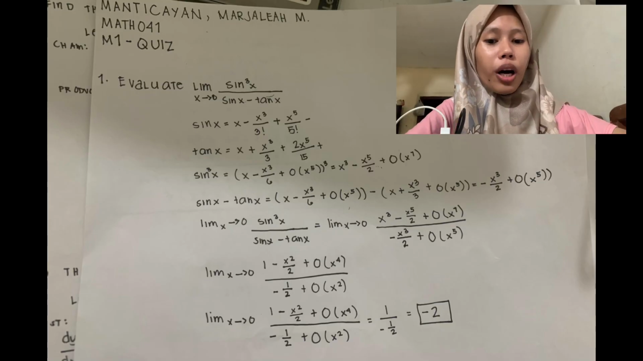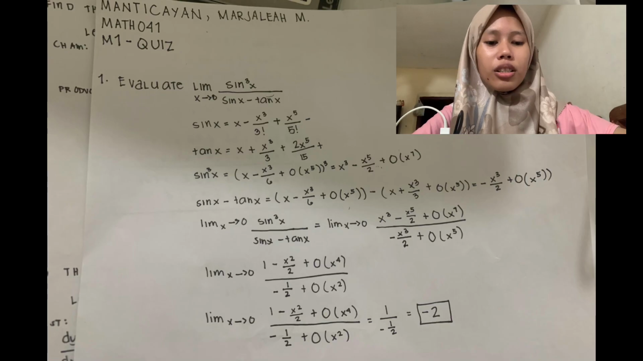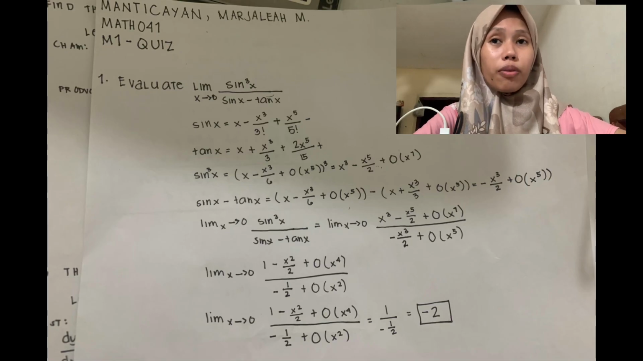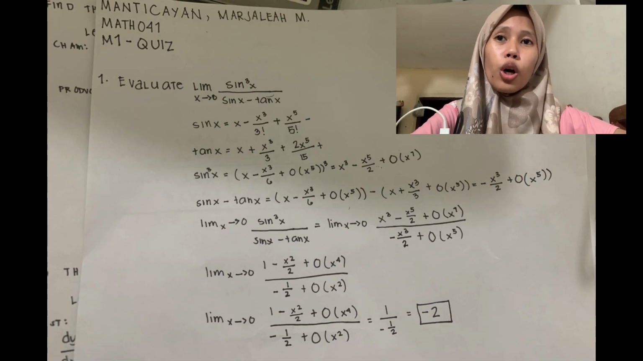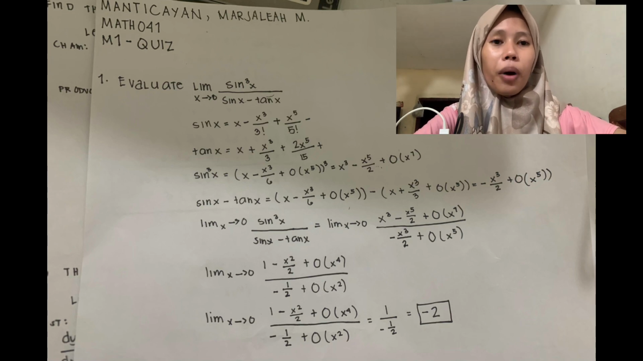So for number 1, we have: evaluate the limit as x approaches 0 of sine cubed x over sine x minus tan x. To solve this problem, we can use L'Hopital's rule or Taylor series expansion. For this problem, we are going to use Taylor series expansion around x equals 0.